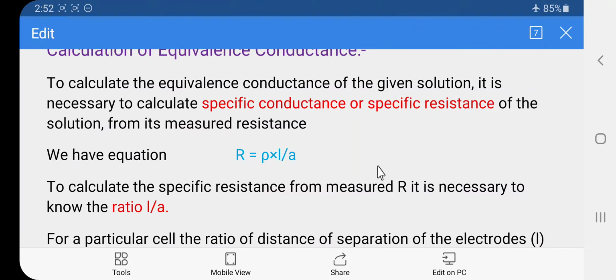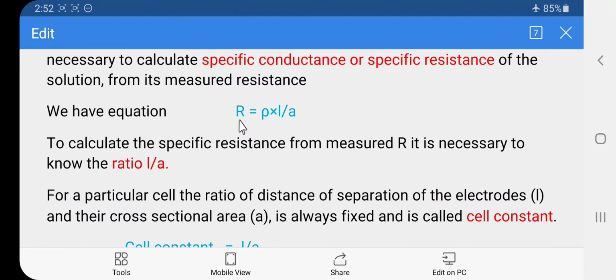So we have the equation capital R, that is the resistance of the solution, is equal to rho into L by A. Rho is the specific resistance, L is the distance between the two electrodes, A is the cross sectional area. So to calculate the specific resistance from the measured resistance R, it is necessary to know the ratio L by A. With the help of the conductimeter we can measure the resistance of the solution.